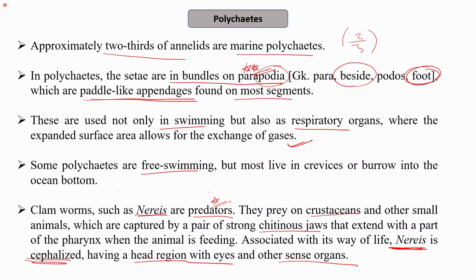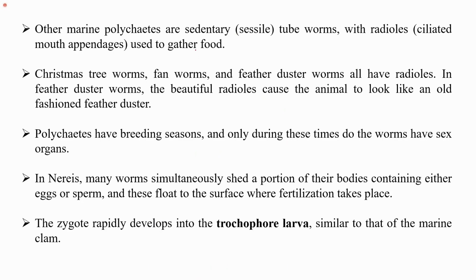So most of the characteristics are the same. It is the difference in the environment in which they live that leads to some of the different adaptations in polychaetes. Other marine polychaetes are sedentary. That is, they are sessile tube worms with radioles. Radioles are ciliated mouth appendages which are used to gather food. For example, Christmas tree worms, fan worms, and feather duster worms all have radioles. In feather duster worms, the beautiful radioles cause the animal to look like an old-fashioned feather duster, and hence the name.